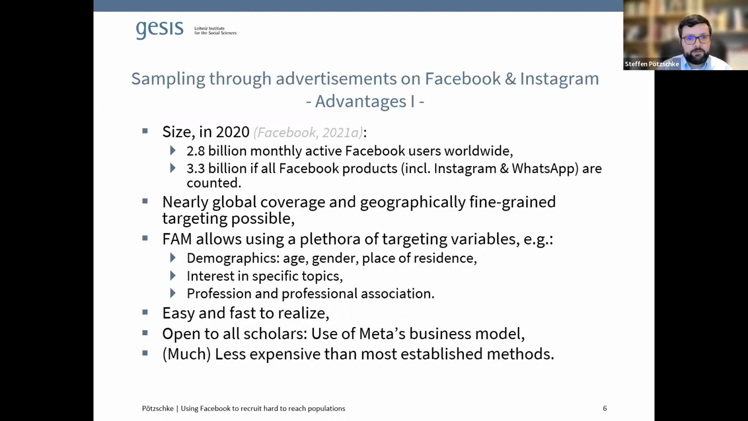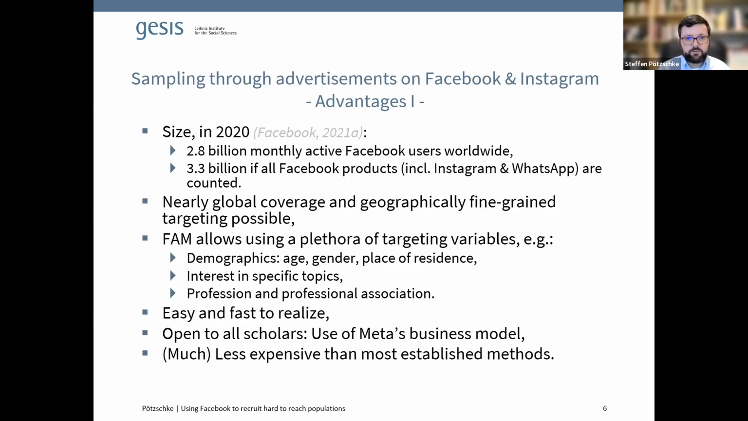Very quickly, why do we think that it is a good idea to use Facebook for sampling purposes? There are different reasons. Most important is the coverage of the different Facebook products. All in all, we can reach 3.3 billion users with this. We have a nearly global coverage on the one hand, but on the other hand, also the possibility to do very fine-grained targeting. And we heard most of this already in the last two episodes.